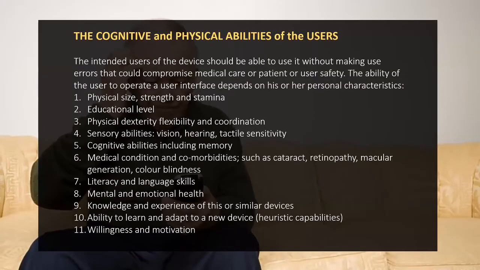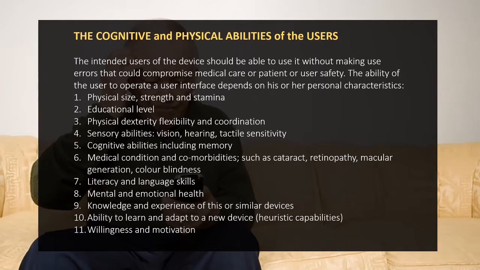The second is the cognitive abilities and physical abilities of the users. So the intended users of the device should be able to use it without making use errors that could compromise the medical care or patient or user safety. The ability of the user to operate the user interface depends on his or her personal characteristics. Things like physical size, strength, and stamina, their education level, their physical dexterity, flexibility, and coordination. Again, with fine motor controls, with analog devices, with knobs and things, it's tremendously important.